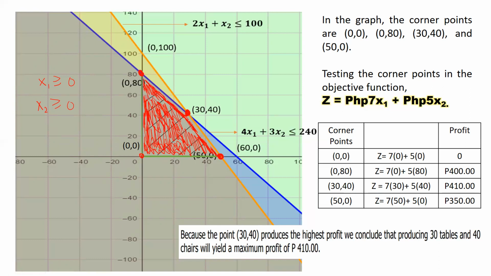Then in step 3, we are going to list and create a table. We already have these corner points: (0, 0), (0, 80), (30, 40), and (50, 0). Using our objective function, which is 7x sub 1 plus 5x sub 2, we substitute the values of the corner points into the objective function. For example, for (0, 0), 7 times 0 plus 5 times 0 gives us 0.